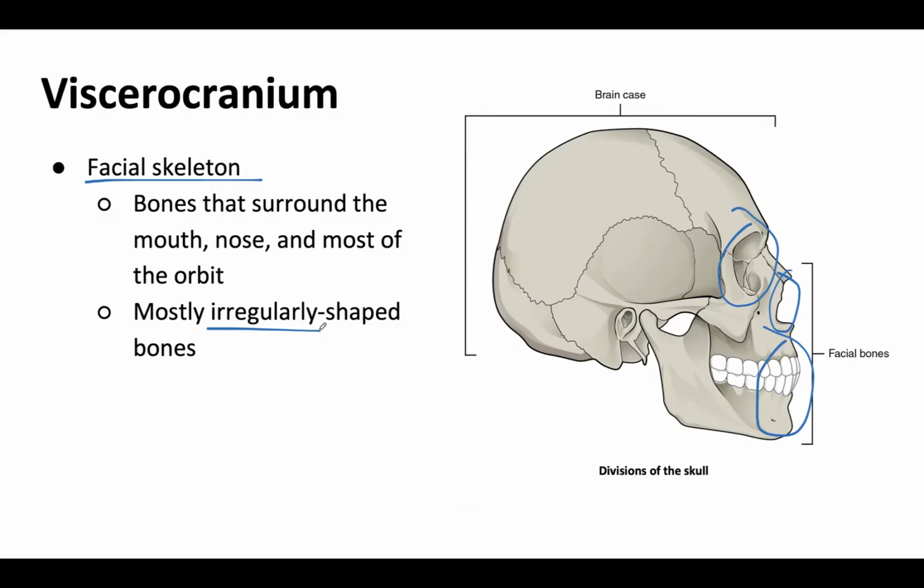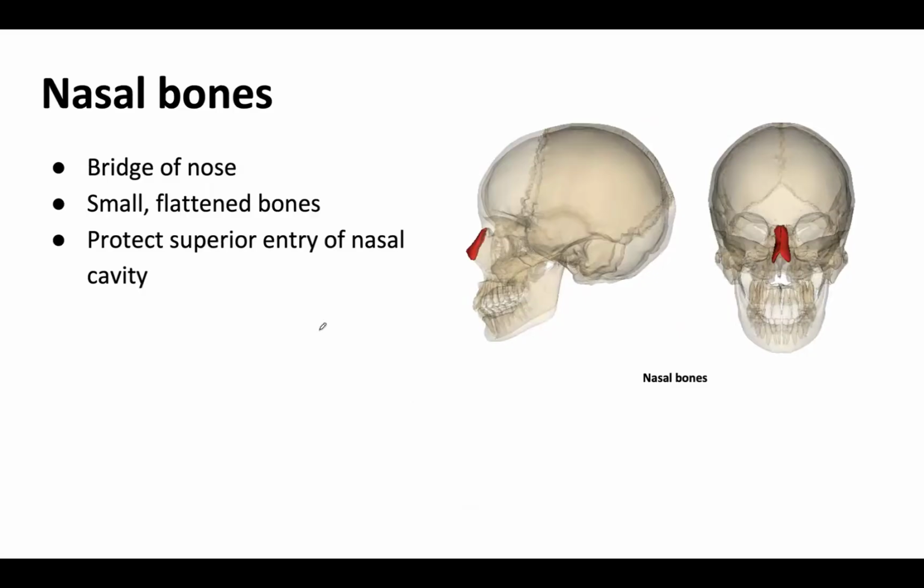There are a total of 14 bones, so let's discuss them individually. We will start with the paired nasal bones, which form the bridge of the nose. If you think about it, these are the bones that the bridge of the glasses will sit on. It's these nasal bones right here. They're relatively small, they're mostly flat, and their main function is really to protect that superior entry of the overall nasal cavity.